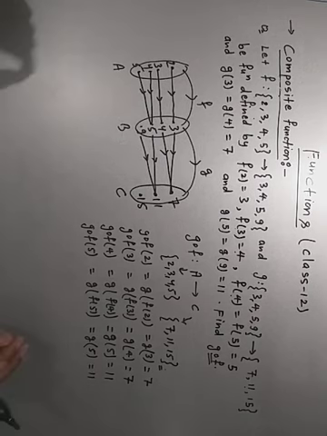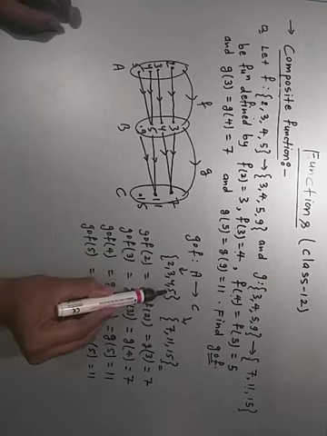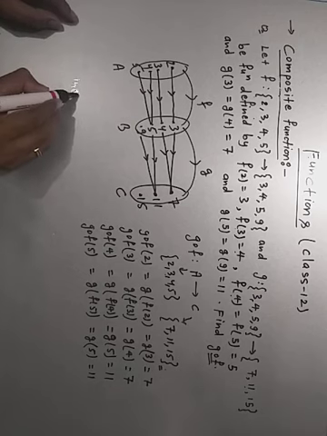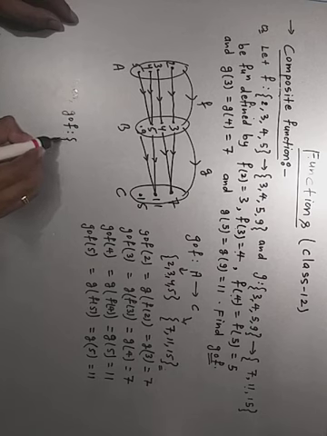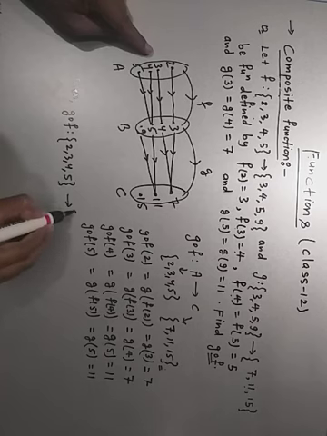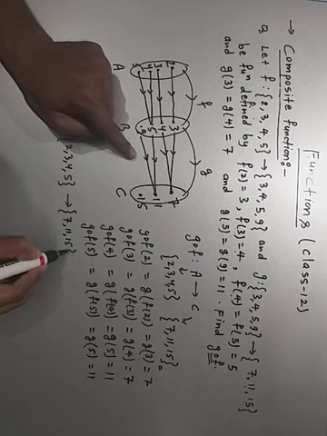So finally we have calculated all the values of gof for x is equal to 2, x is equal to 3, x is equal to 4, and x is equal to 5. So then finally we will write the gof function. Gof is a function which is defined from A to C. It means A is 2, 3, 4, 5, to C, it means 7, 11, and 15.